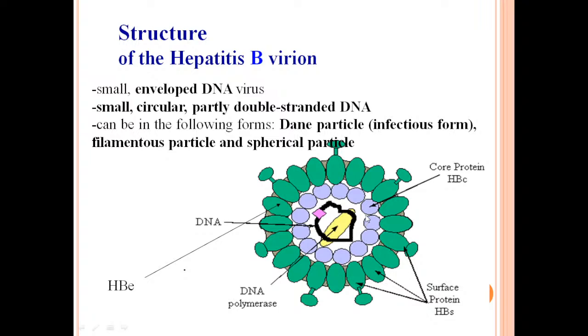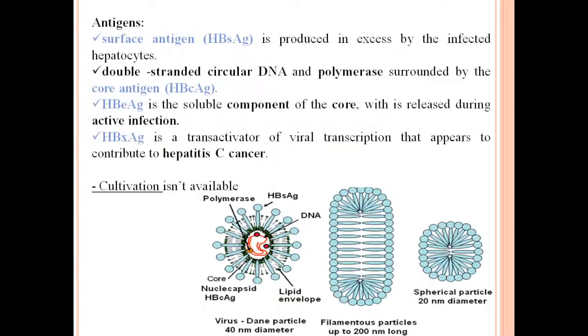Then we can see some antigens of this virus. It's core protein HBC. HBC means hepatitis B core. It is present in the capsid. Then surface protein antigen, that is HBS, surface. HBE is also present in the envelope. They play a great role in pathogenesis and diagnosis of hepatitis B. I will tell you about it.